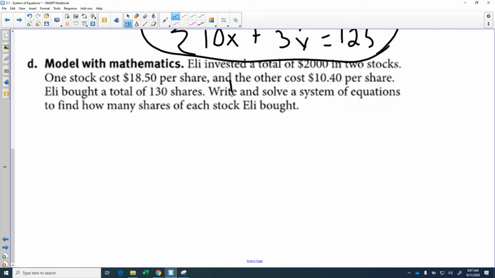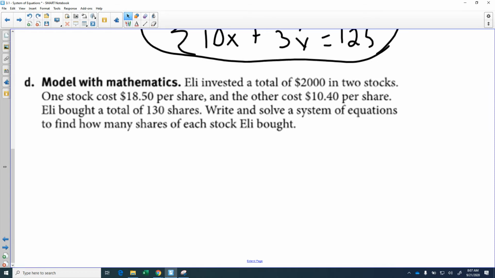Okay. Now, I want to give this one here just because it is slightly different. I want us to kind of understand why it's different. Okay. Eli invested a total of $2,000 in two stocks. One stock costs $8.50 per share, and the other costs $10.40 per share. Eli bought a total of 130 shares. Write and solve a system of equations to find out how many shares of each stock Eli bought.